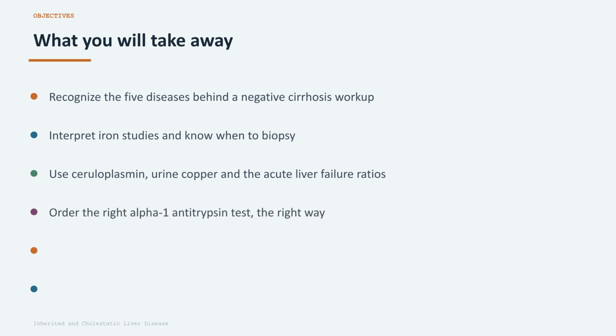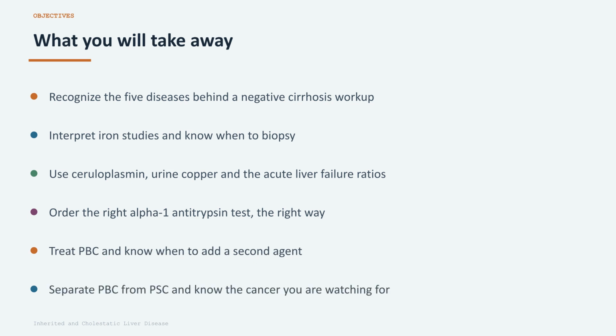Fourth, order the right test for alpha-1 antitrypsin deficiency, and order it the right way. Fifth, treat primary biliary cholangitis and know when to add a second agent. And finally, separate primary biliary cholangitis from primary sclerosing cholangitis and know what cancer you are watching for.